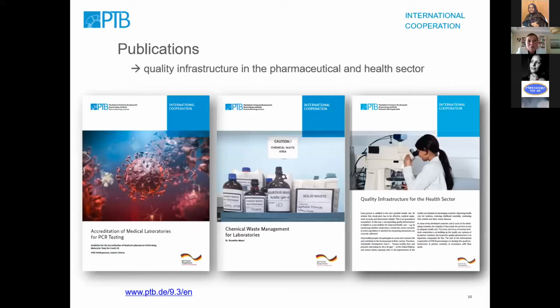So here you can see some of the publications that we have done. For example, accreditation of medical laboratories for PCR testing, chemical waste management for laboratories, or quality infrastructure for the health sector. We have a lot of publications and materials that are available under our PTB website, so please check it out.